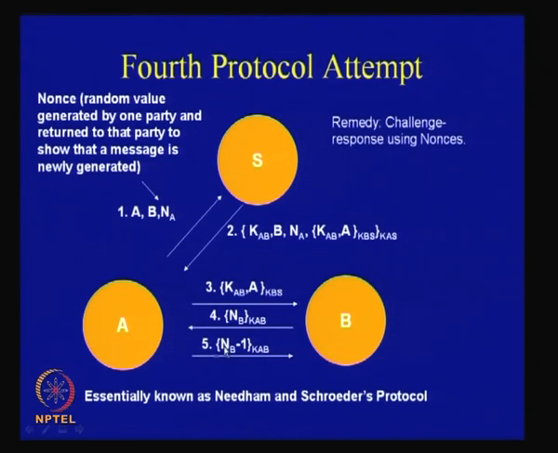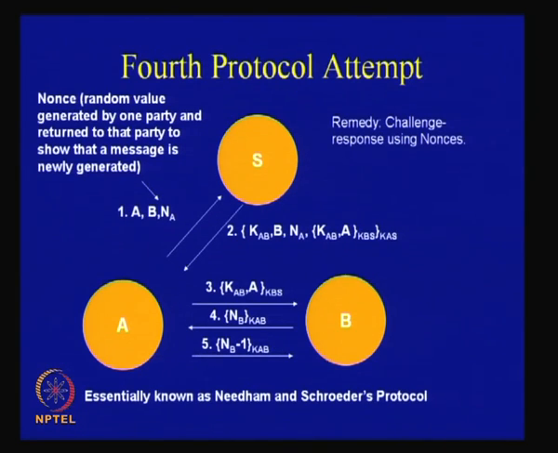Now you note that this exchange gives a guarantee to B that this is a freshly generated key. And it also ensures to B that A actually knows KAB, because whenever B decrypts with KAB, it knows that what A has used to encrypt is the session key KAB. So it is a kind of key confirmation in the context of B, that B is confirmed that A actually has knowledge of the session key KAB.